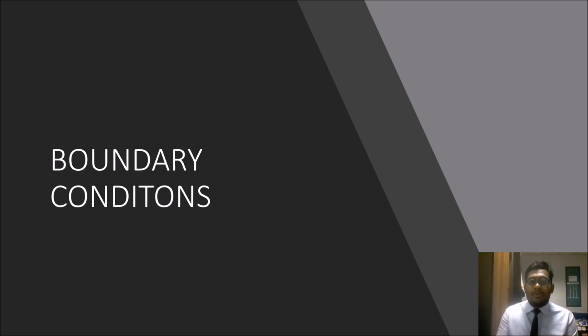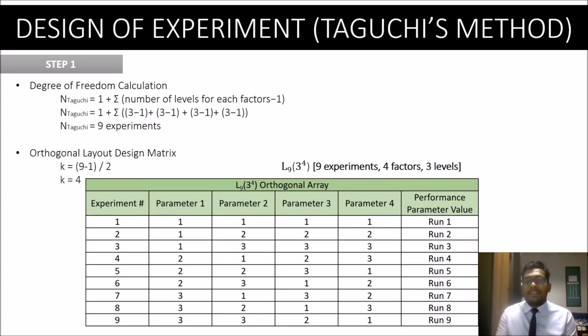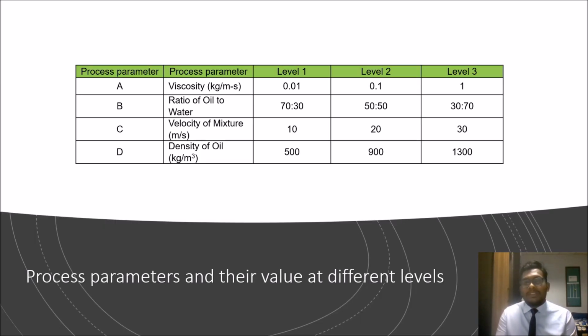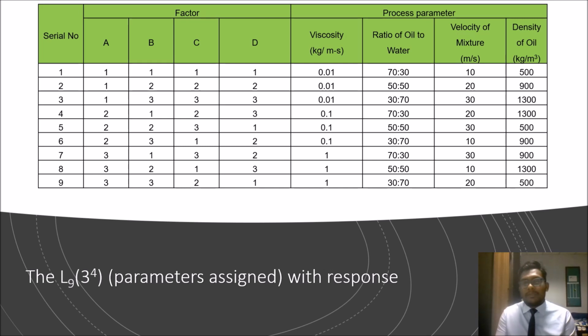Then I would like to go to the boundary condition. The reason why we use Taguchi's method design of experiment is because it is a robust model and a good method for optimization, because it uses a smaller number of experiments for more factors. So how do you determine the performance efficiency is by finding the signal to noise ratio, and also we can use analysis of variance to determine the percentage of each parameter's contribution. This is our processing parameter, and this is the combination of processing parameters with the Taguchi design of experiment.